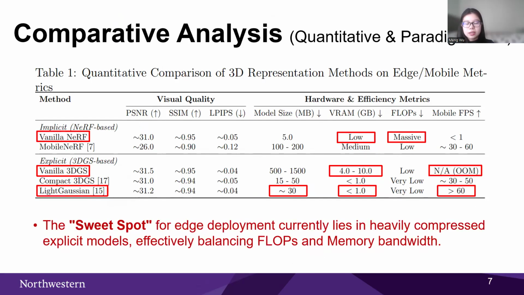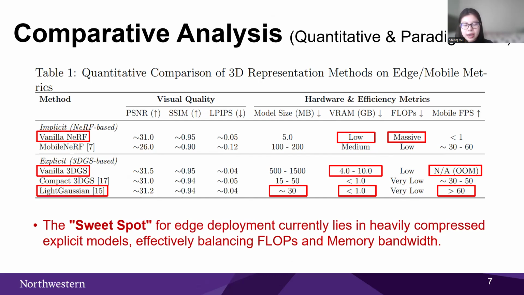To put all this into perspective, I have compiled a quantitative comparison matrix evaluating visual quality against strict hardware metrics. Notice the paradigm shift here. Vanilla NeRF maintains a small footprint, but operates at a very low frame rate, often less than 1 FPS on mobile, because it's heavily compute-bound.